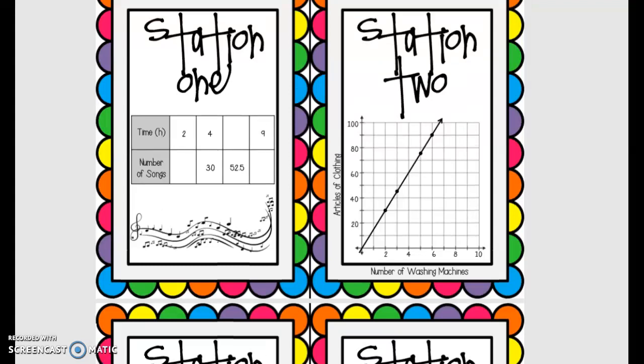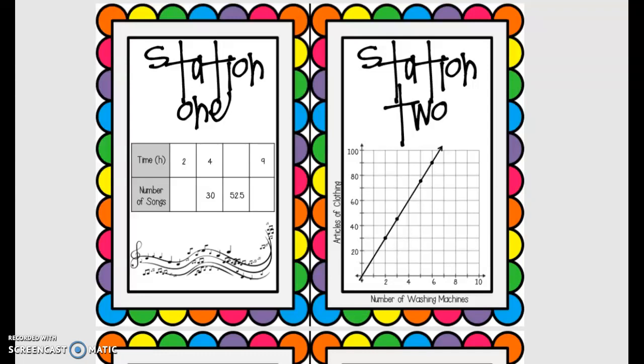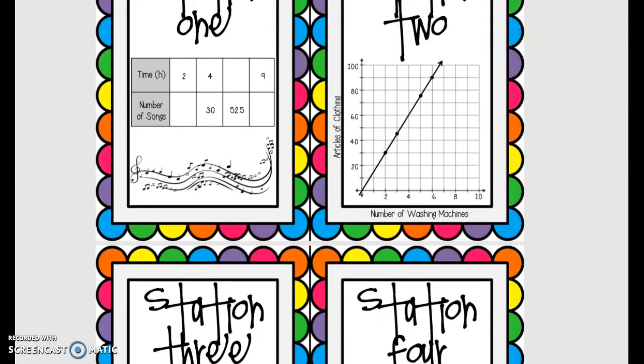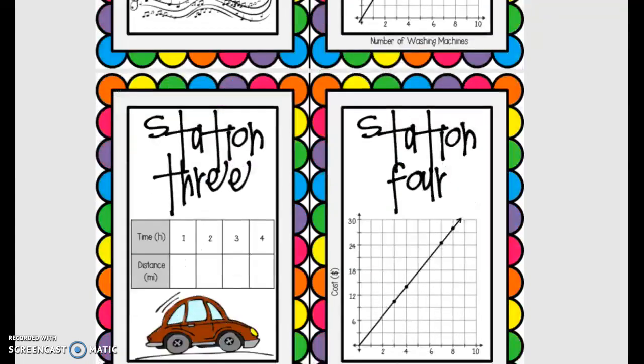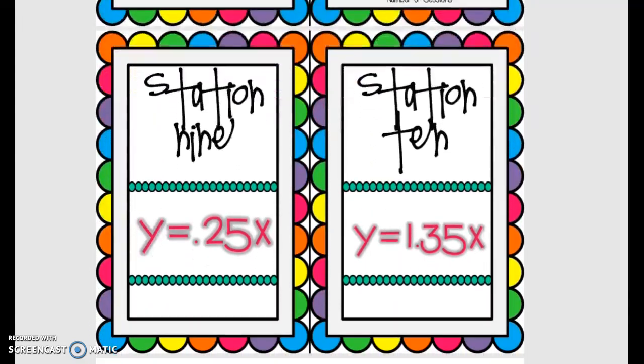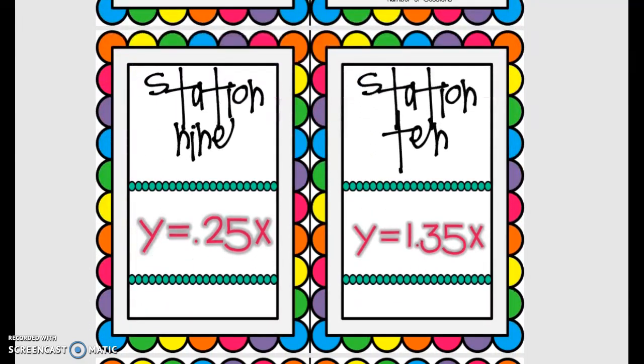All right, hello. I'm going to talk to you about four corner stations that you're going to be working on for a couple days this week. These are the fun, colorful cards. Sometimes they give you a table, sometimes they give you the graph, and then sometimes they give you the equation. Remember that the equation gives you the unit rate.